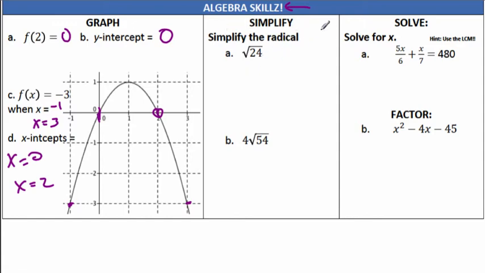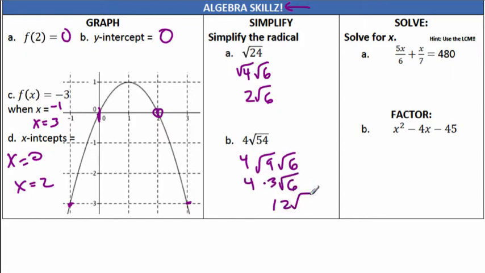Simplify the radical. Remember the number line and you got the perfect squares? So the first, what is this broken down to? The first perfect square is 4 times 6. This is going to be 2 radical 6. For part B, you have that 4 hanging out in front, and then you have 9 times 6. So we have 4 times 3 times radical 6, which is 12 radical 6.